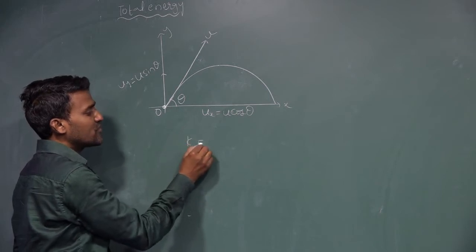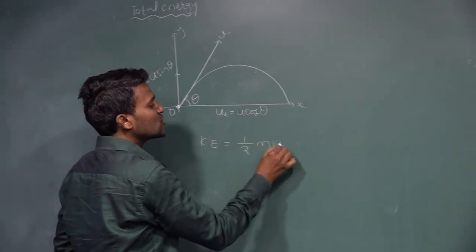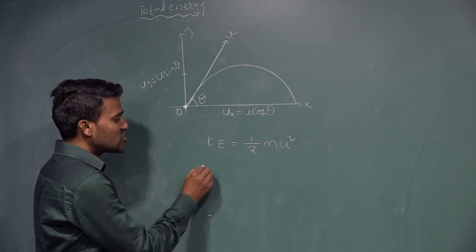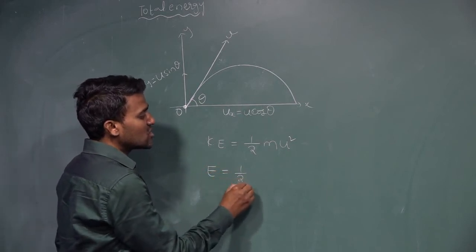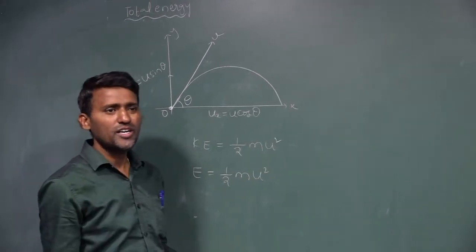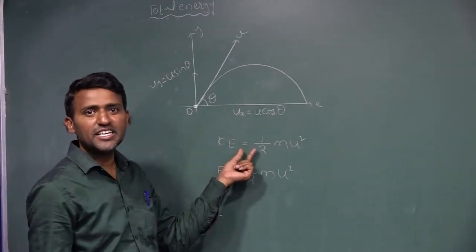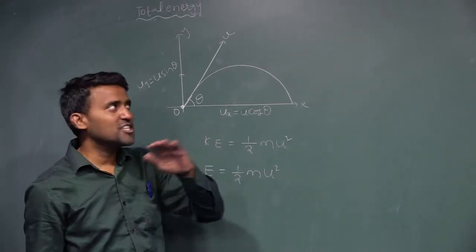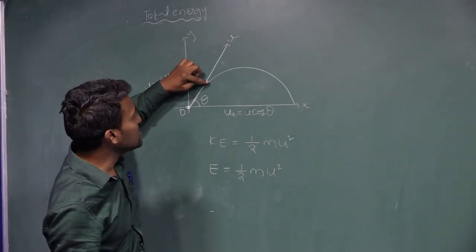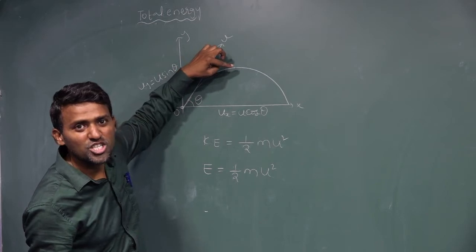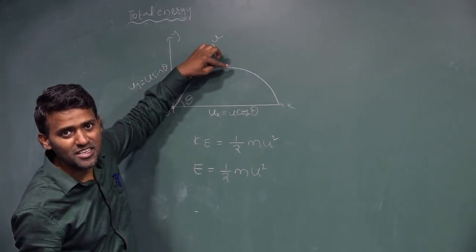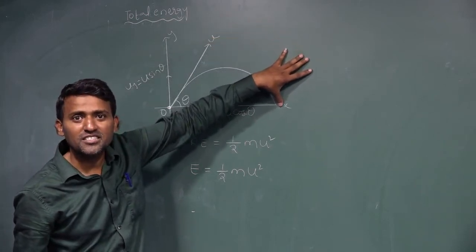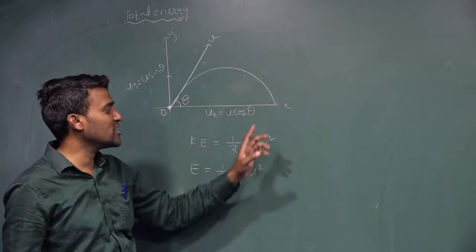Kinetic energy is half m u square. At the point of projection, kinetic energy is half m u square, so the total energy E is half m u square. When the object is going upward, kinetic energy gradually decreases and potential energy increases. Again when it is coming downward, kinetic energy increases and potential energy decreases. The total energy remains constant.